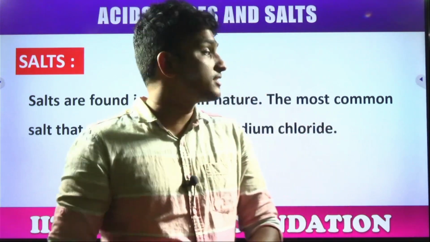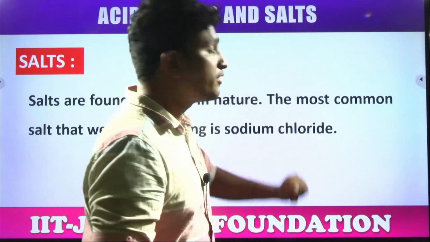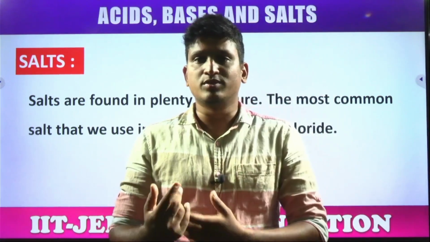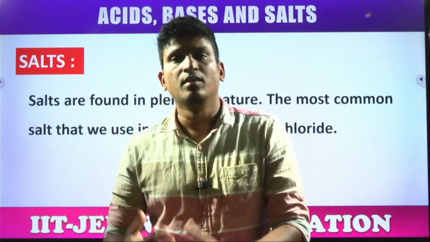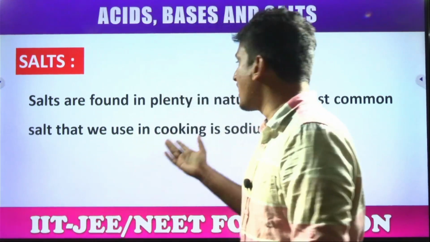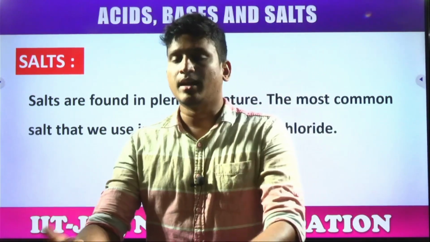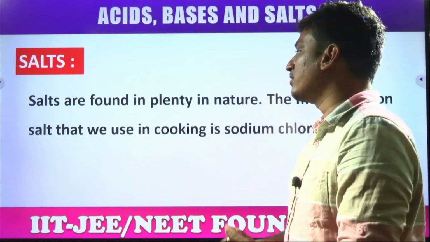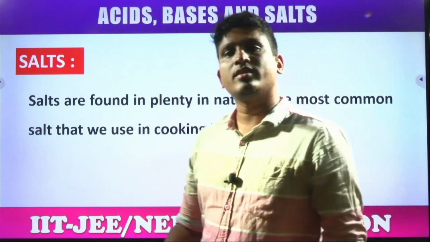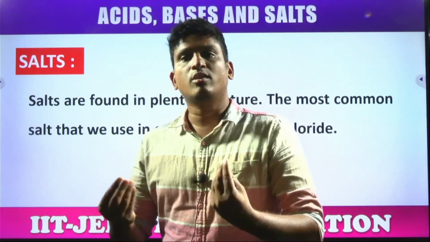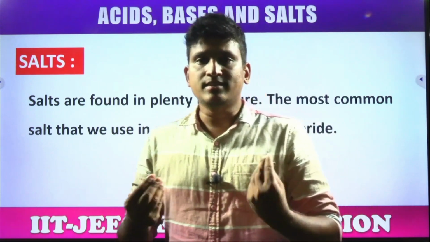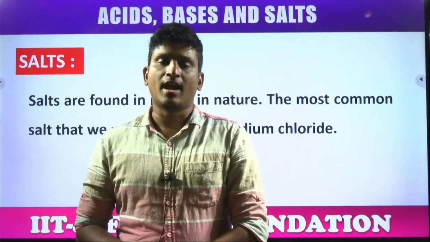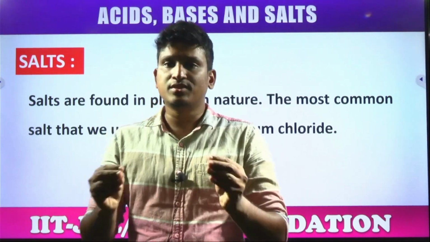So how can we synthesize these salts? In general, salts are found in plenty in nature, mostly in sea water. What we know about sodium chloride, potassium chloride, calcium chloride is that most of them are available in sea water, and the remaining salts are available in combined form in the earth's crust. The most common salt that we use in cooking is sodium chloride. That is called common salt or table salt. That's the reason why we call the normal salt sodium chloride, because it is used in cooking.